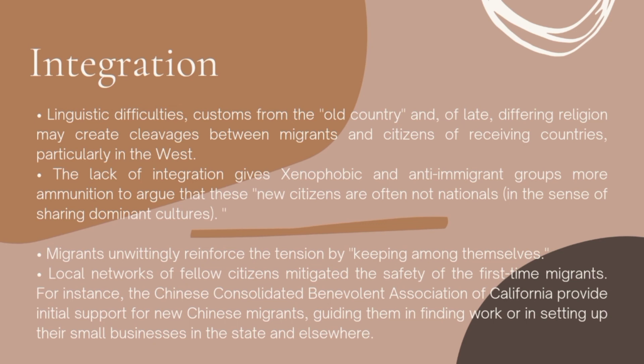Like for instance, the Chinese Consolidated Benevolent Association of California, they provide initial support for new Chinese migrants, guiding them in finding work or in setting up their small businesses in the state and elsewhere. So in order to avoid any discrimination from other citizens of a particular receiving country, the Chinese Consolidated Benevolent Association of California decided to create a particular area just for the Chinese.